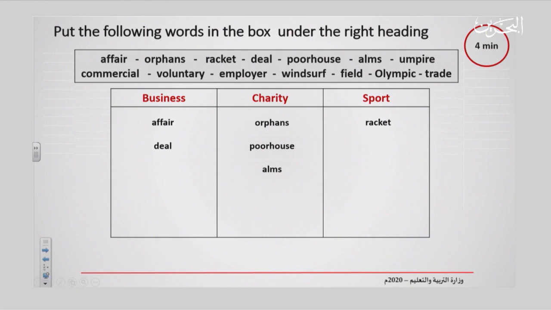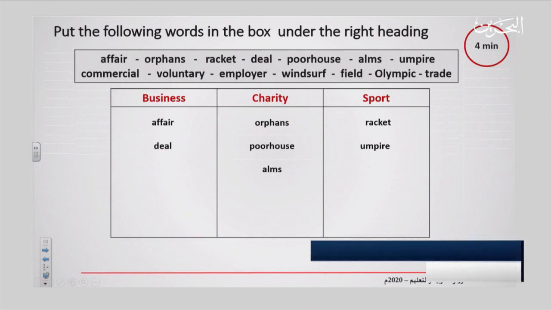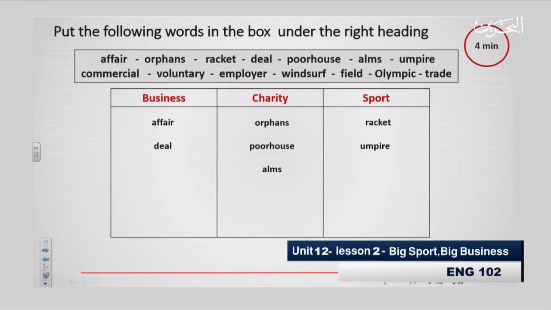As for alms, then it's the money that you provide for people who are in need, for people who lack or don't have enough money. So it goes under charity. Umpire goes under sport, and it means the person who sits to watch the game and decide whether the players are following the rules or not. So we can say that the umpire is like a judge in a sports game.